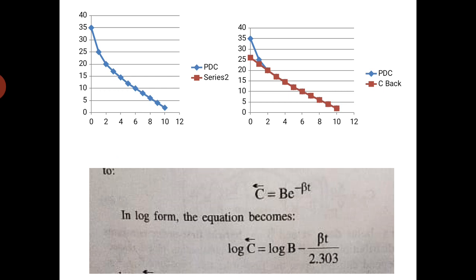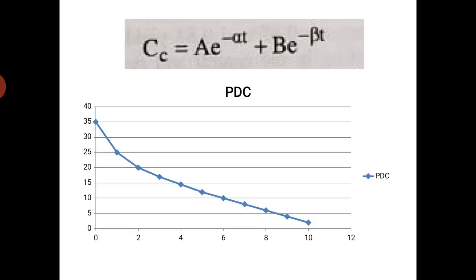So in this graph, first two graphs are there, right? The back extrapolated line towards the y-axis gives us a y-intercept. The slope of that line will give you the value of beta. How does the derivation go? This is the equation: C is equal to A e raised to minus alpha t plus B e raised to minus beta t.